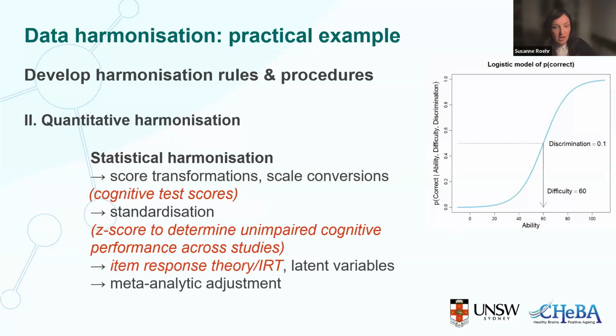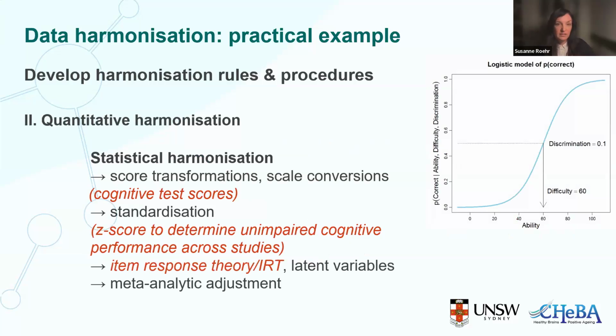And then there are statistical harmonization techniques. Think of score transformation or scale conversions. So in our case, most of the studies had the Mini-Mental State Examination available as a key measure for cognitive impairment. But there were 2 studies that had another test, and we applied in one case a score transformation and a scale conversion to basically match the scoring with the MMSE.